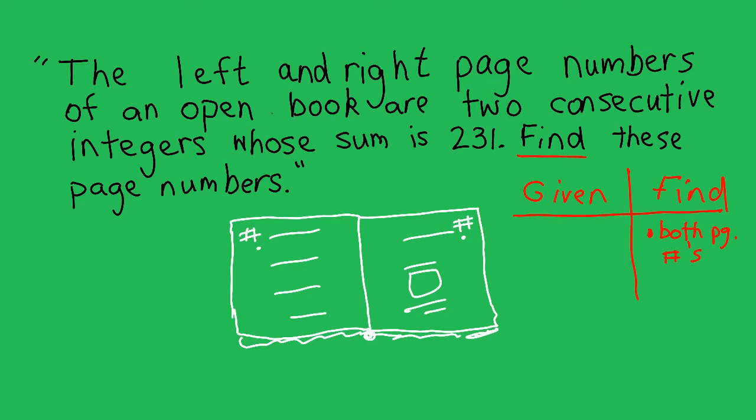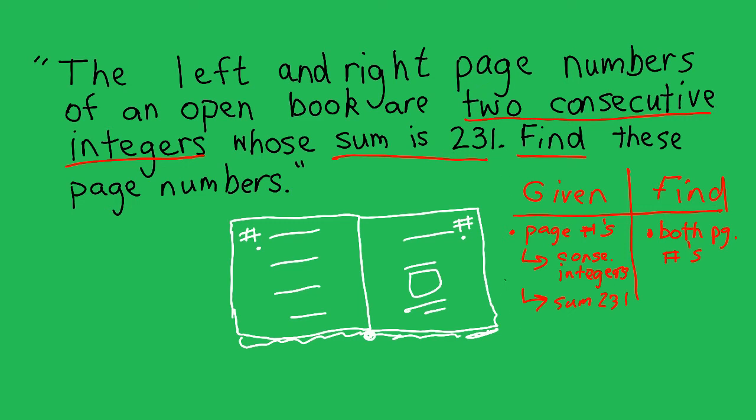So given, we're given that there's page numbers. And some bullet points on that is that we have page numbers of an open book are two consecutive integers. So that means one's going to be one more than the other, and then we also know their sum is 231. So when you add them up, it's going to be 231. So that's all the information we need right here to solve this problem.